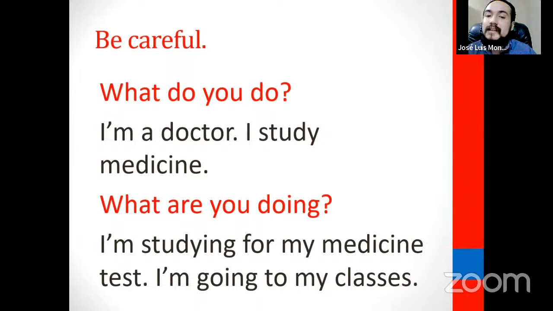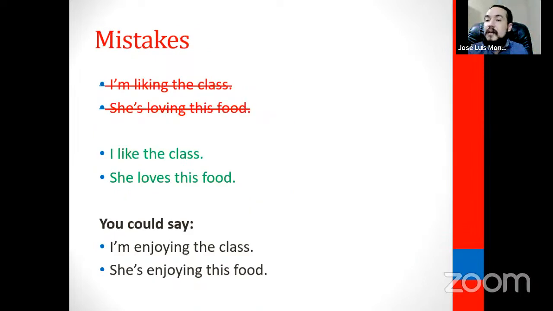So you say, I'm studying for my medicine test. Perhaps you're doing that now. So it refers to always a very and more specific period of time, right? I'm going to my classes. So if that is clear, again, the idea about present simple and present continuous is clear.